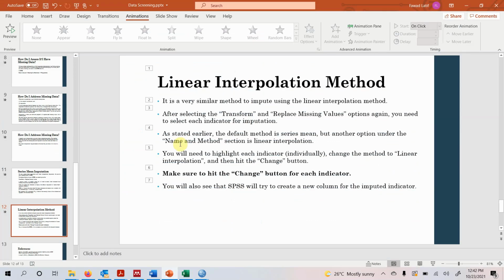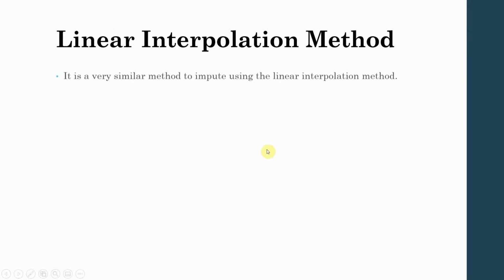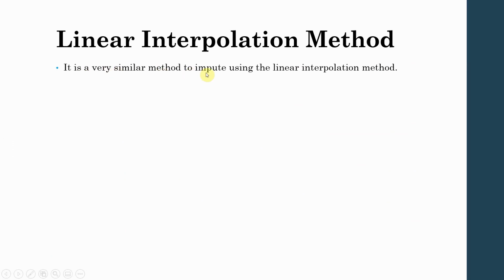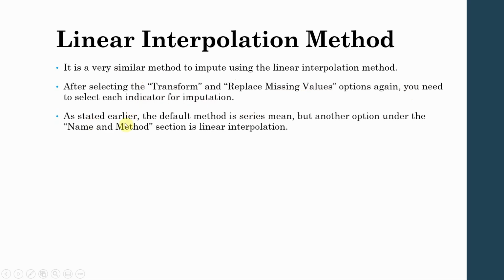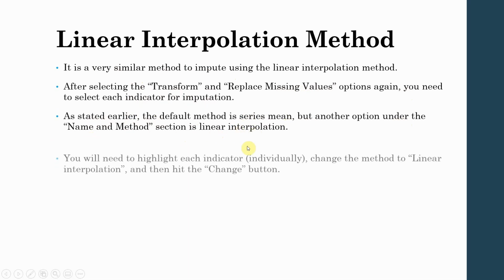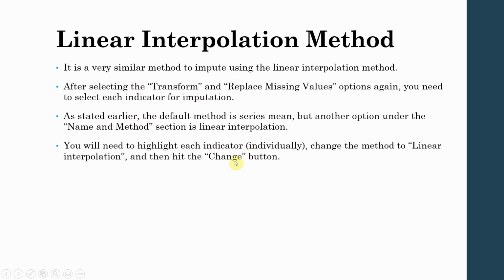In order to use the linear interpolation method, let's have a look here. It is a very similar method to impute using linear interpolation. After selecting the Transform and Replace Missing Values option, you need to select each indicator for imputation. And then, as stated earlier, the default method is actually series mean, but there are options. So what you do is you select the linear interpolation option and make sure that you hit the Change button to change the method.